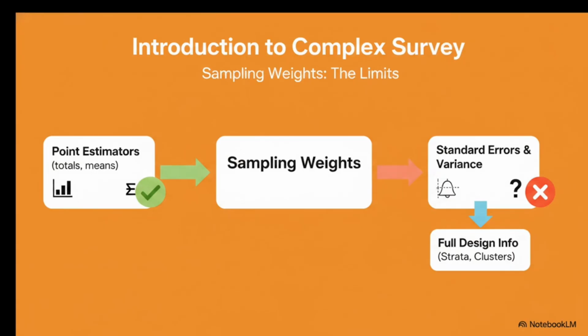So this brings us to a really critical point about sampling weights. They're absolutely essential, but they do not tell you the whole story. The weights have all the information you need to calculate your main number, your point estimate, like a total or a mean. But, and please remember this, the weights alone tell you nothing about the variance. To calculate your standard errors, your confidence intervals, you need the full design information. You need to know the strata, you need to know the clusters that were used. That underlying structure is what actually determines the real variability of your estimate.